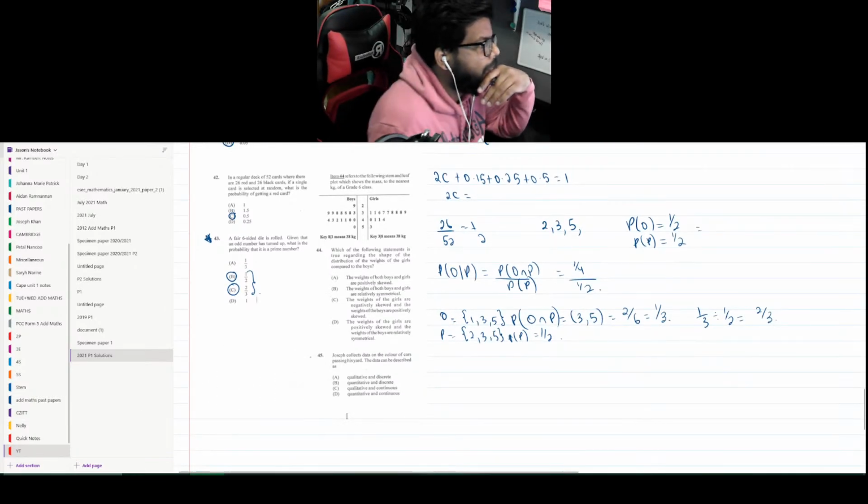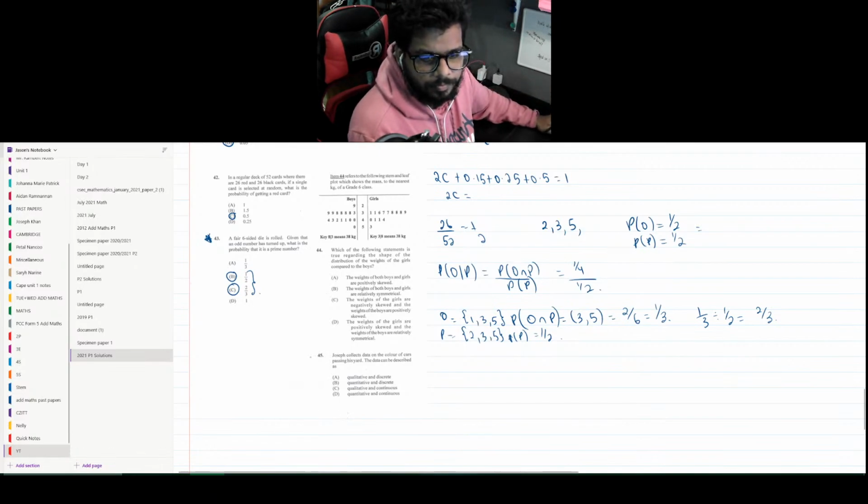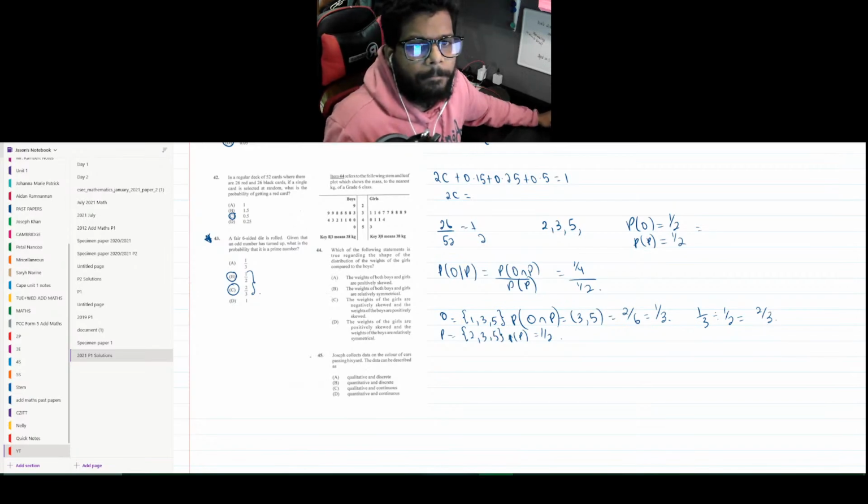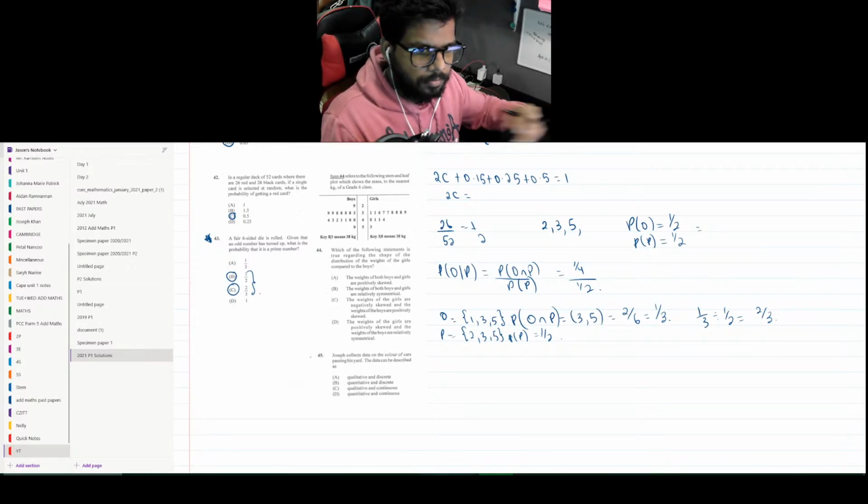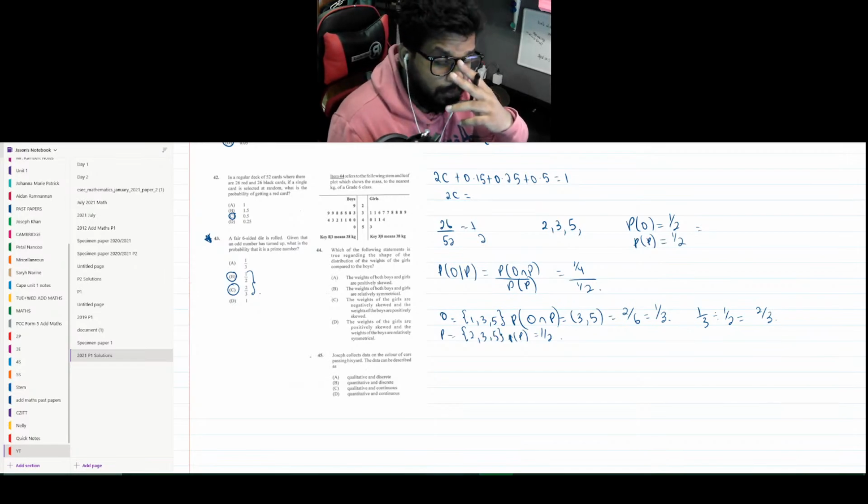Number 44. Let me read it here. Which of the following statements is true regarding the shape of the distribution of the weight of the girls compared to the boys? You can draw a box and whisker for this. When you draw a box and whisker, you're drawing two box and whiskers, right? One for boys, one for girls.